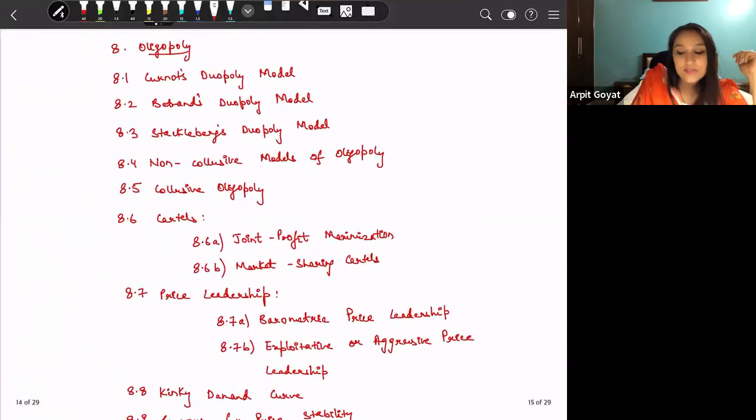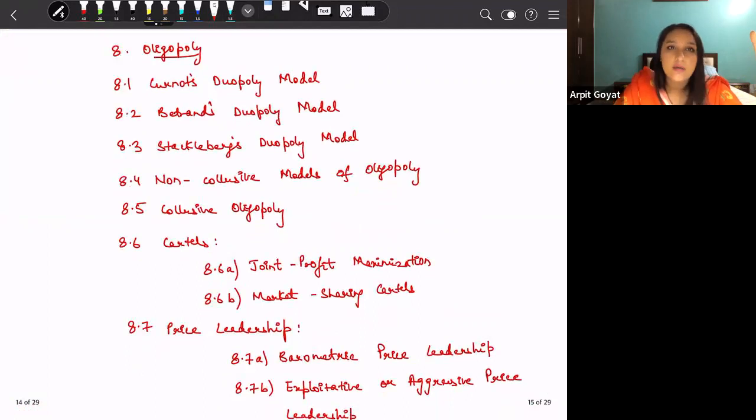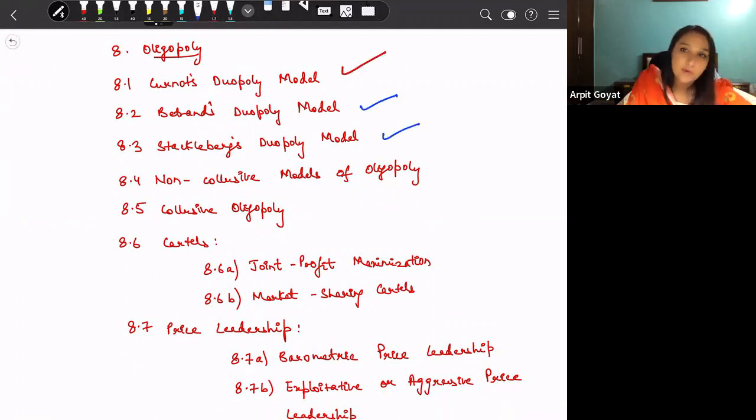Next market we will discuss is the oligopoly market. So here we will discuss various types of models. We'll discuss Cournot model, Bertrand model, Stackelberg model. In the Stackelberg model, when we talk about a duopoly, one firm is the leader and the other firm is the follower. The leader firm takes the decision on its price and quantity, and the follower firm then follows. So we will discuss these three models and how to achieve equilibrium in them.